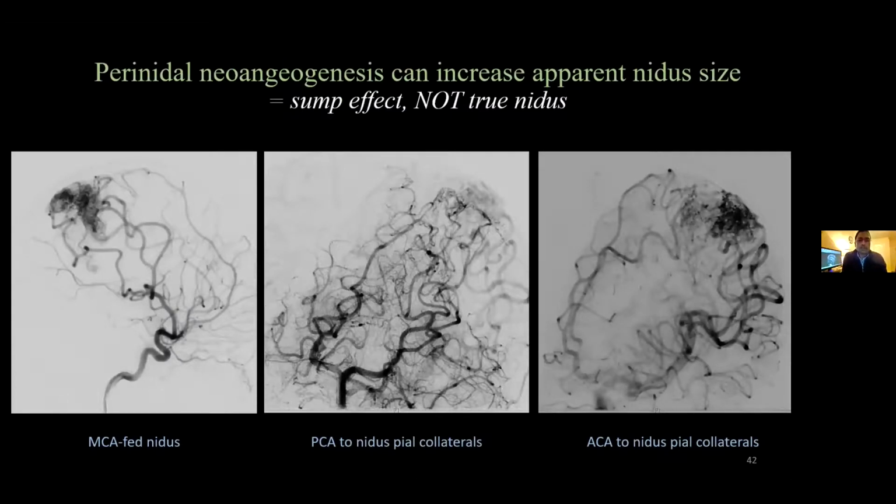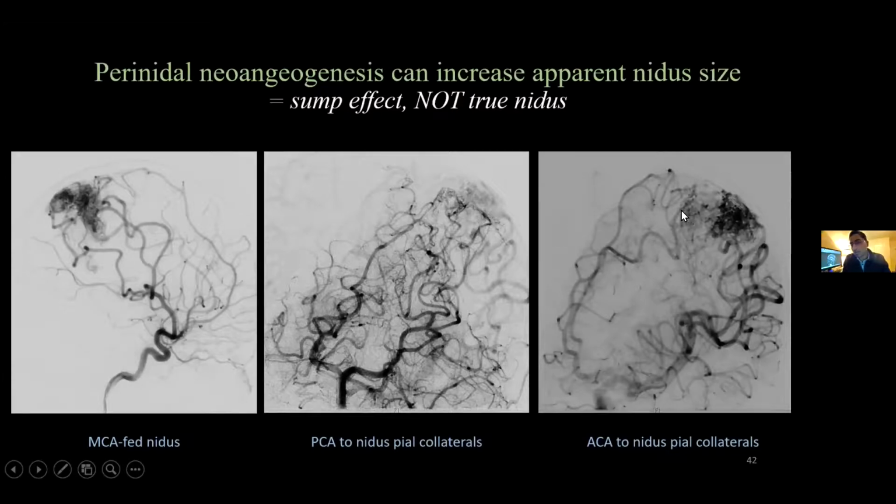Another important thing when treating these AVMs is to recognize perinidal angiogenesis as not part of the AVM. So for example, here we have a diffuse AVM, which is fed by the MCA. Now, if you look at these PCA and ACA runs, you can see that there are very small arteries that hook up to the corner or to the edges of the AVM, and these are collaterals. They are not true feeders of the AVM. You recognize them by the appearance of these arteries, which become smaller and then bigger and bigger, and then hook up into the AVM.